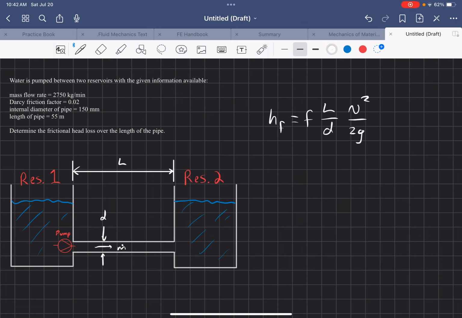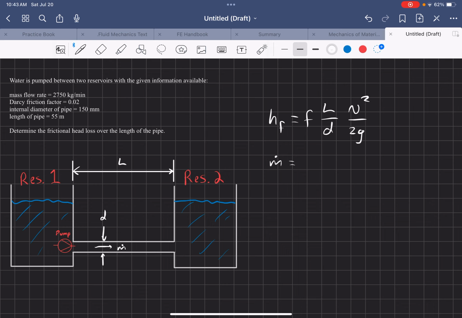So we know the Darcy friction factor, f. We know the length of the pipe and the internal diameter of the pipe. We don't directly know the velocity. We also know the gravitational constant in this case. So in order to determine the velocity, we can assess the definition of the mass flow rate.